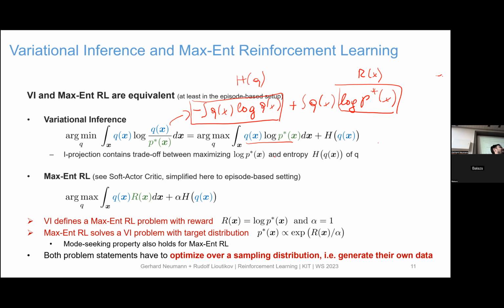So we talked about maximum entropy reinforcement learning. Well, we didn't cover it very much, but the soft actor critic algorithm was an instance of maximum entropy reinforcement learning. They basically just said, we want to maximize reward, but at the same time, we want to keep the entropy high.